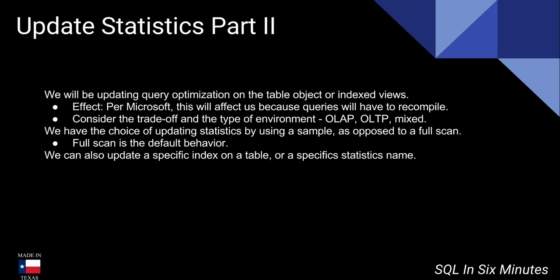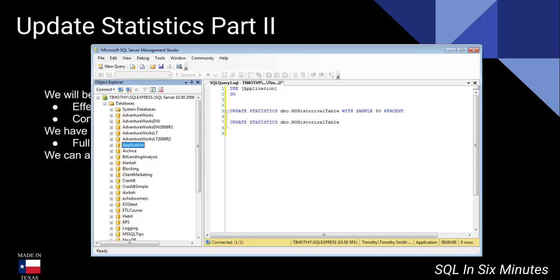As I said earlier, the full scan is going to be the default behavior when updating statistics, but we can also update statistics by using a sample, as opposed to a full table scan. I'll give a quick example of that in a second. And then we can also update a specific index on the table or a specific statistics name. We'll cover that in a later part, but we have the option of updating just a specific object on a table.